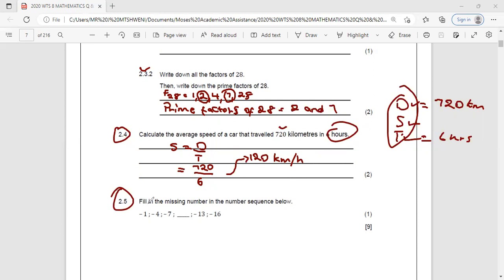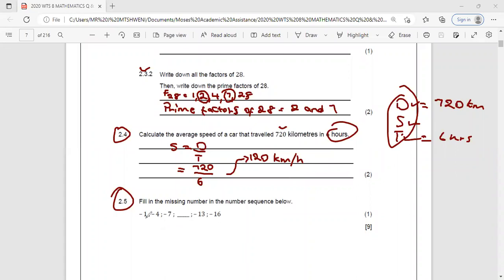We come to this one. Fill in the missing numbers in the number sequence below. Having -1, -4, -7, then there's a value that is missing, and so on. You just need this missing value. The question is, how can you find the middle value, or rather the value that is missing?